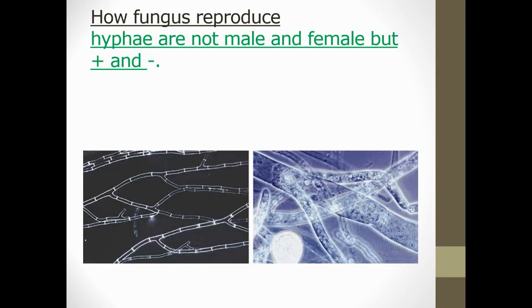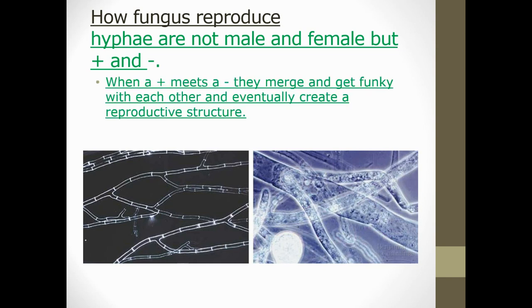Fungus don't have any male or female designation. They're genetically the same pretty much, except one is considered a plus and one is considered a minus. And so what happens is when a plus mycelia meets a minus mycelia, they merge and then they exchange genetic material. And then once that happens, they create a reproductive structure.